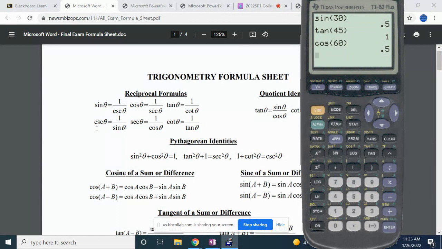So let's say, for example, we're asked to find the cosecant of, let's say, 30 degrees. And notice we have reciprocal formulas for our cosecant, right? The cosecant of theta, that's equal to 1 divided by the sine of theta. The secant of theta is 1 divided by the cosine of theta, and the cotangent of theta is equal to 1 divided by the tangent of theta. Okay, so here's an example.